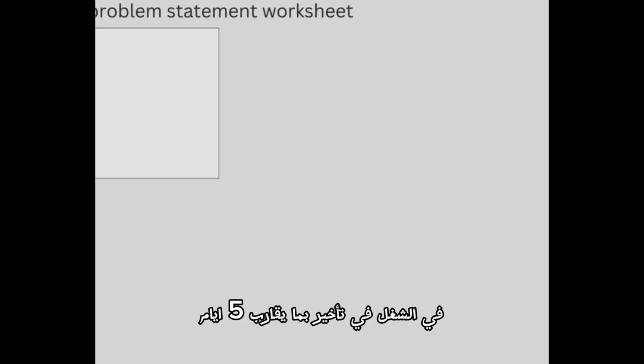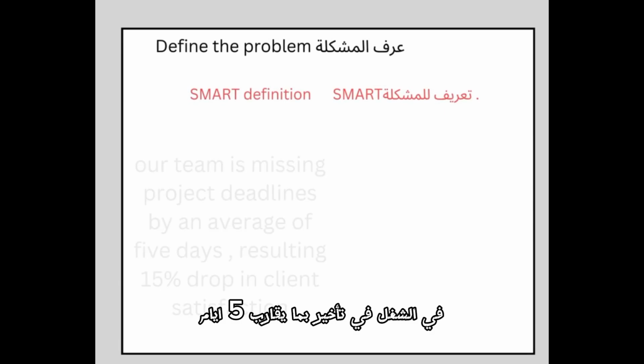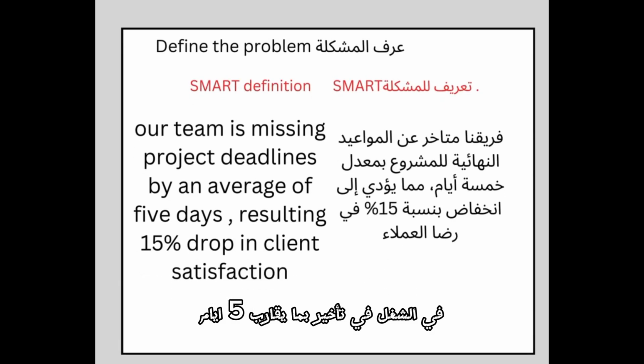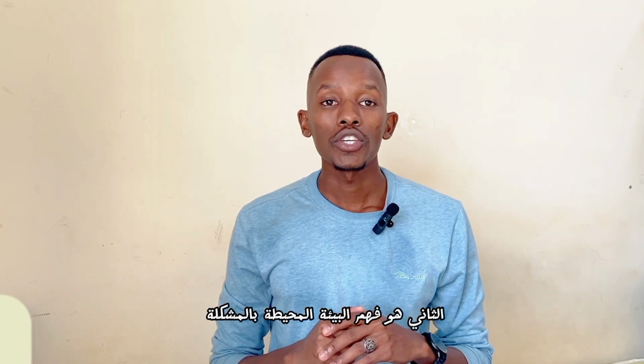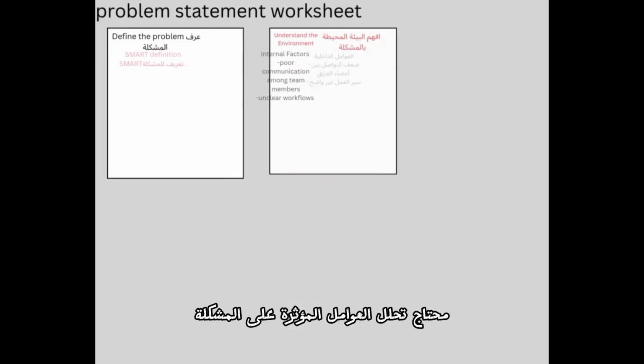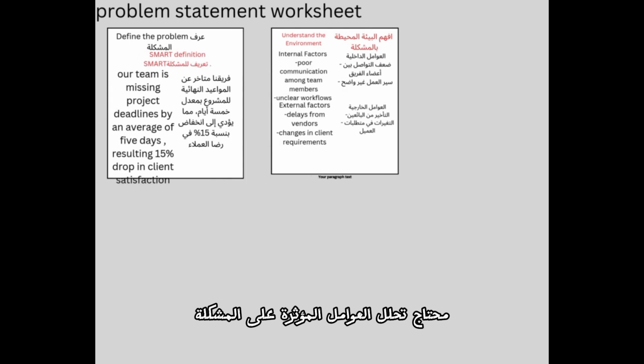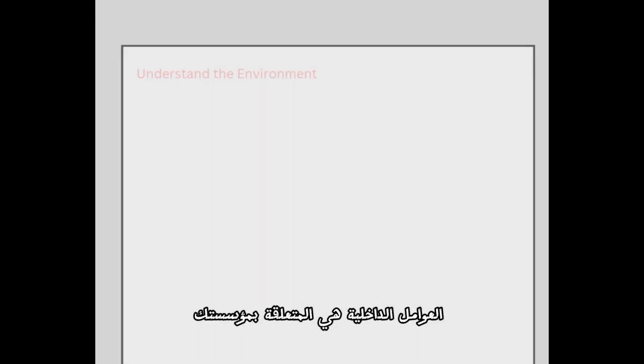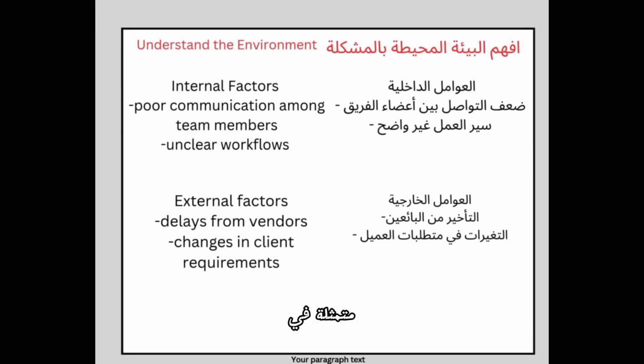For example, our team is missing project deadlines by an average of 5 days, resulting in a 15% drop in client satisfaction this quarter. Second is to understand the environment. You need to analyze the factors influencing the problem. Internal factors are things within your organization, like poor communication among team members or unclear workflows. The external factors are outside influences like market conditions or vendor delays.